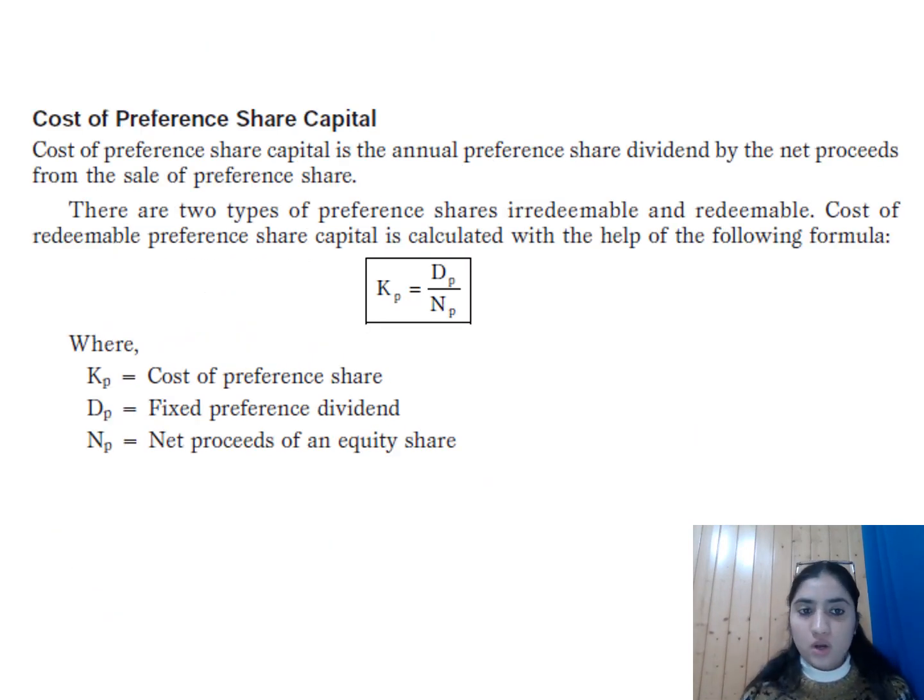Okay, so the next is cost of preference share capital. This is another source of finance that we have discussed, which is preference shares. In the preference share, there is a fixed amount of annual dividends that is paid to the shareholders. So the cost of preference share capital is the annual preference share dividend divided by the net proceeds from the sale of preference shares. So the formula is KP equals PD over NP. So how much fixed preference dividend is paid to the shareholders upon NP, the net proceeds.